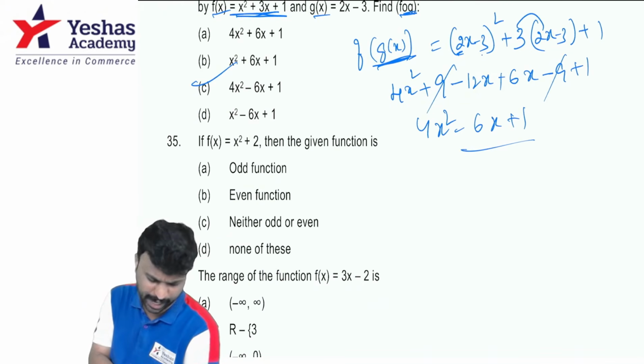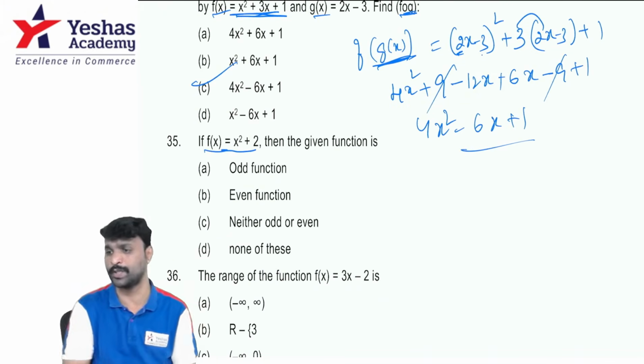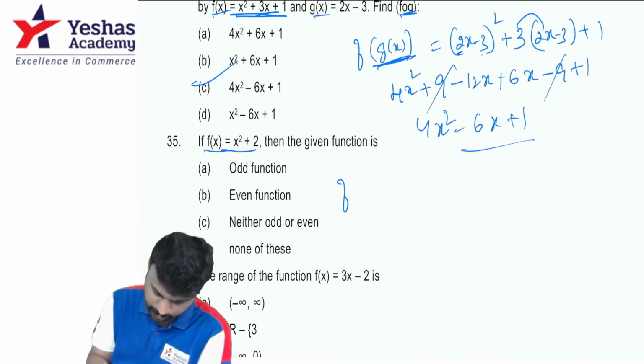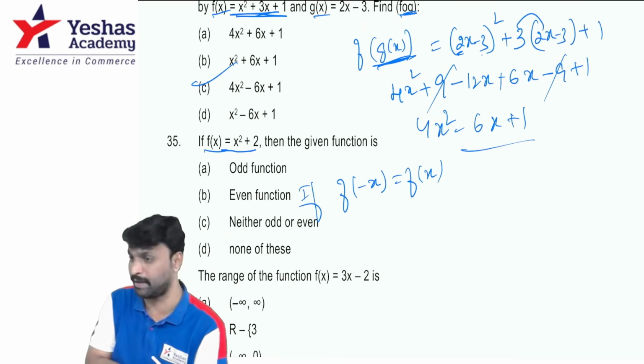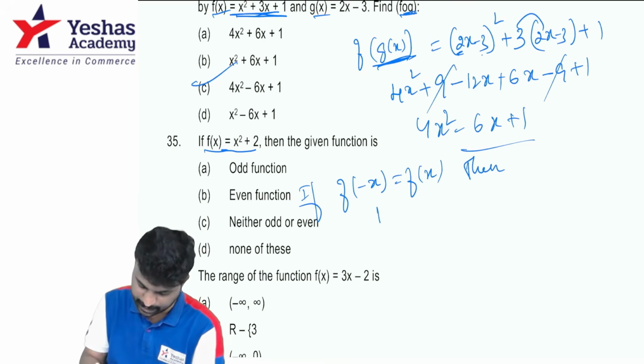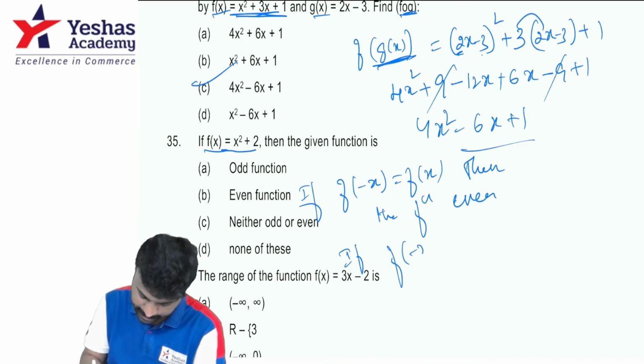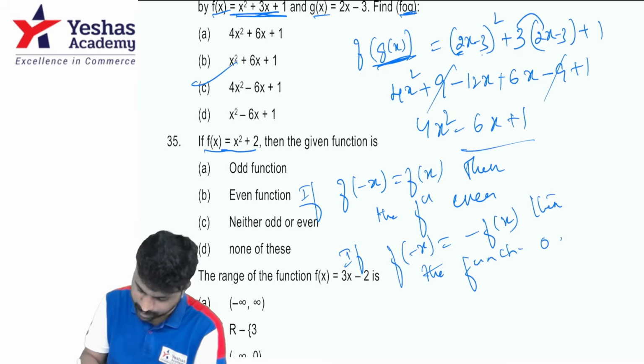Moving on to the next question, f of x is equal to x square plus 2 is what sort of a function? Guys, if f of minus x is equal to f of x, then the function is even. If f of minus x is minus of f of x, then the function is odd.